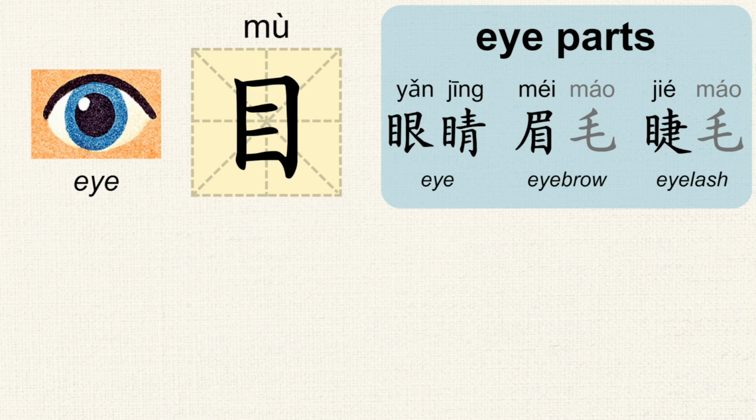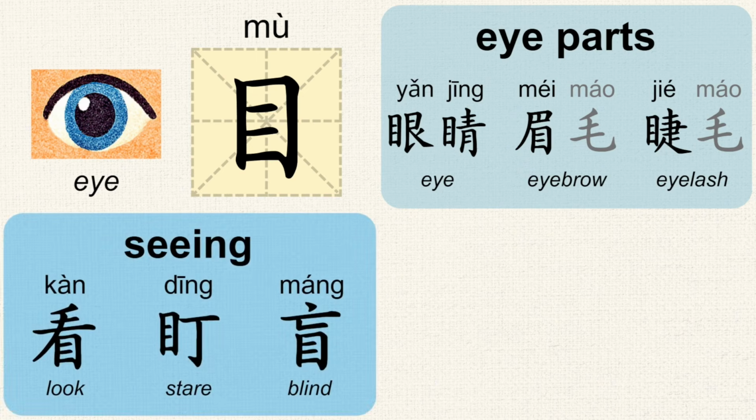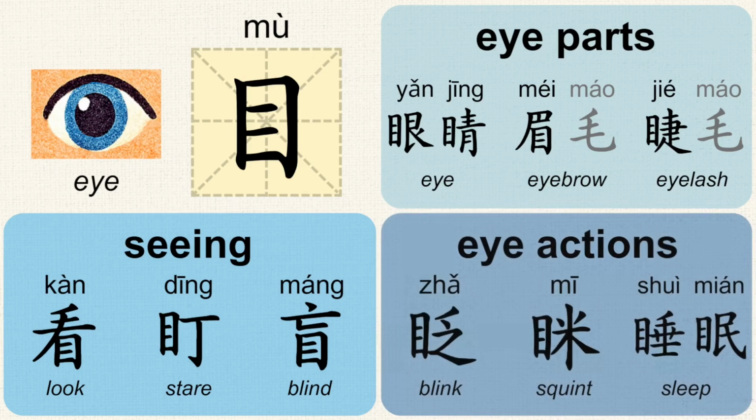The main function of eyes is of course to see, so characters related to vision also often contain mu. Kan means to look, ding means to stare, and meng means blind. But our eyes are also involved in some other actions, like zha, which means to blink, mi means to squint, and shuimian means sleep, which is when our eyes are entirely closed.